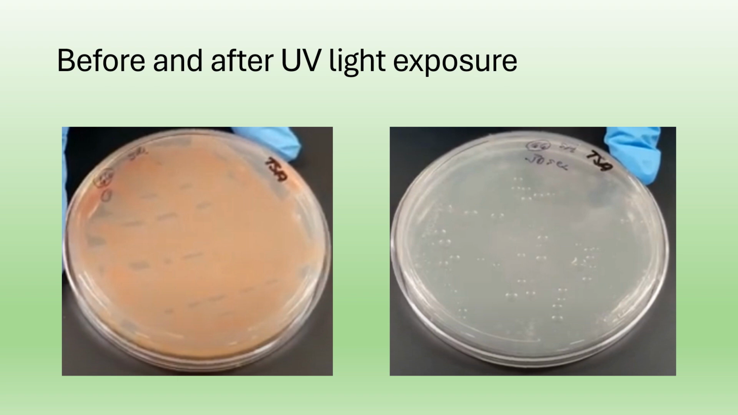So before the UV light exposure, the control, at room temperature, this is the plate with the complete lawn on here of Serratia marcescens. You can see it has that reddish pink color to it. This is an example after 30 seconds of exposure to UV light where at this point there is no growth. It has killed it.